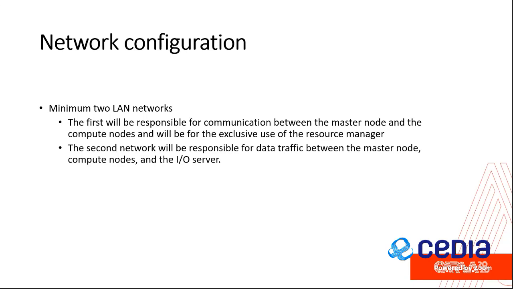And network configuration. It's necessary to provide two networks. The first is for communication between the master node and the compute nodes, and will be for the exclusive use of the resource manager. And the second network will be responsible for data traffic between the master node, compute nodes, and IO server. And to provide internet to the compute nodes, we recommend configuring the gateway so it can be redirected to the IP address of the master node, keeping in mind that the master node has access to the internet. This recommendation relies on security policies to isolate compute nodes from external networks and potential attacks.